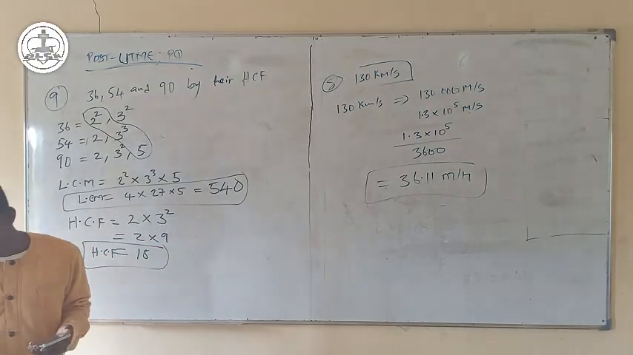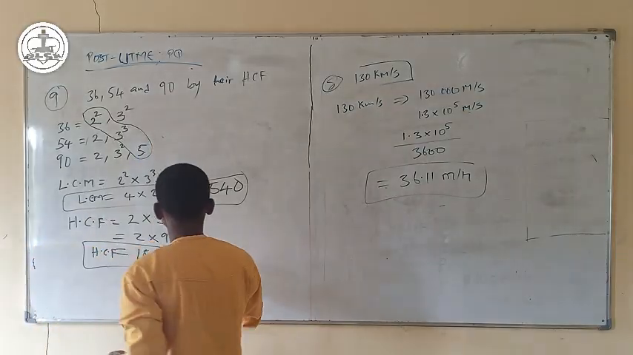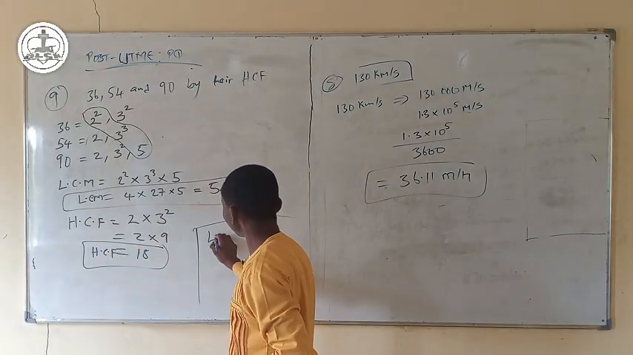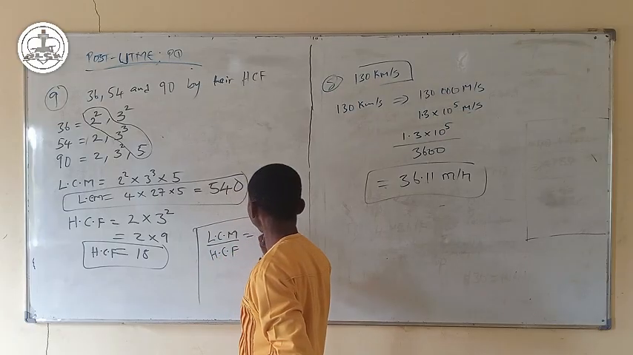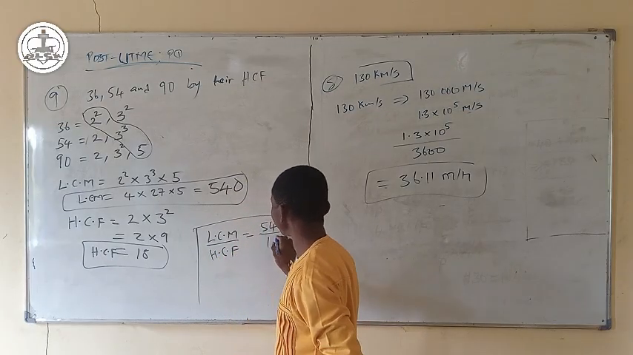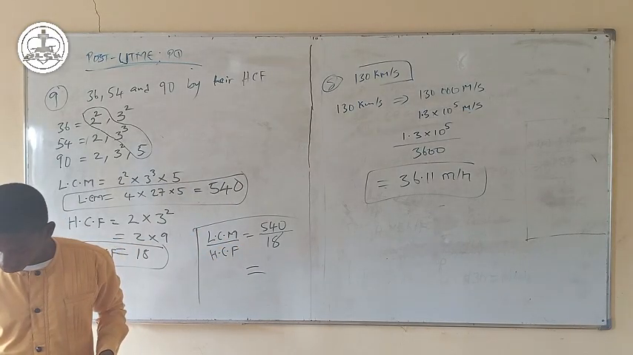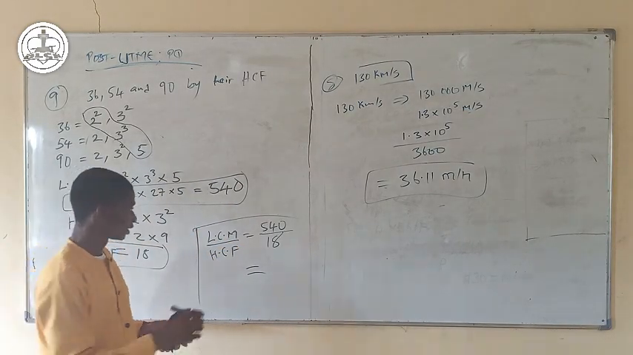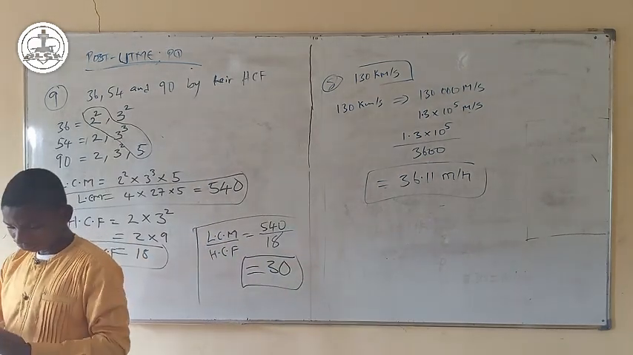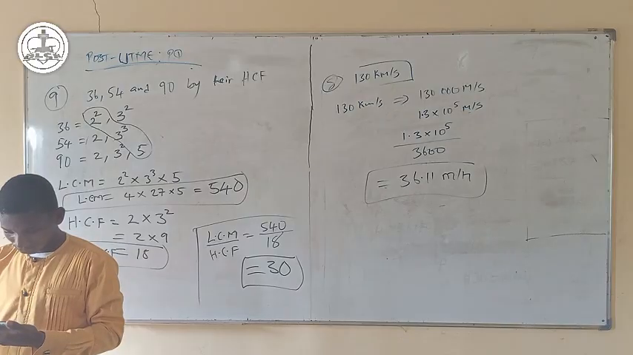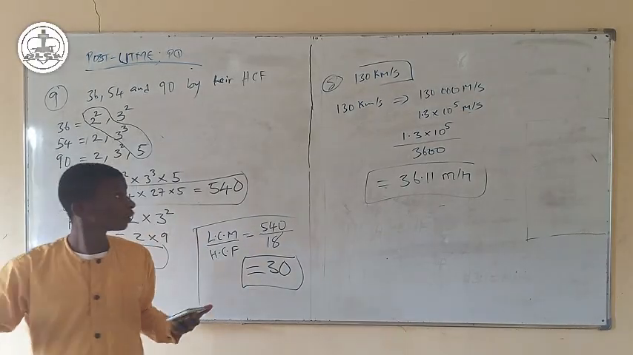They said divide the LCM of these given values by their HCF. So this is going to be what now? Our LCM divided by the HCF of the given value will be what? 540 divided by 18. 540 divided by 18 gives us 30 as our answer. And yeah, we have our answer there. And our next question.